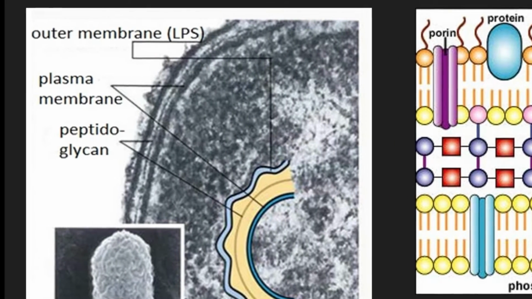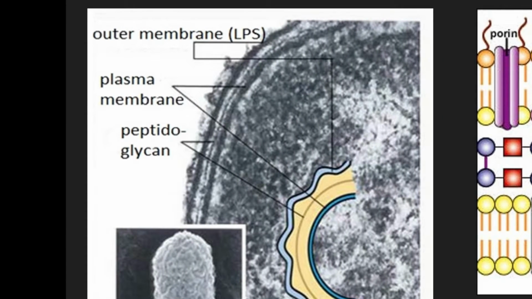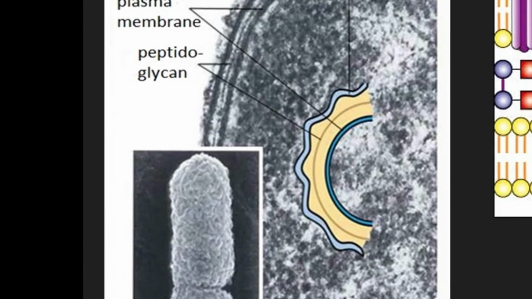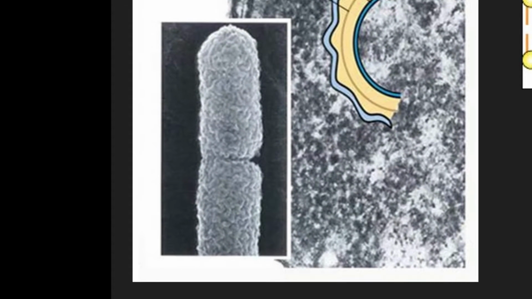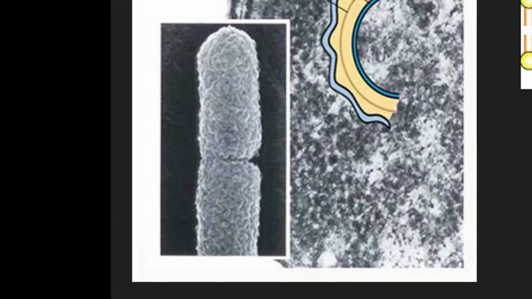Again, if we look at the transmission electron micrograph of this cell, we can see that very thin layer of peptidoglycan, and we can see outside of that this outer membrane. Now, as a membrane, it's not very highly organized, and you can see the difference there in the inset scanning electron micrograph. The surface of the gram-negative cell doesn't look smooth and nice like the surface of the gram-positive. It's kind of wavy and disheveled looking, and that's because of the presence of that outer membrane.